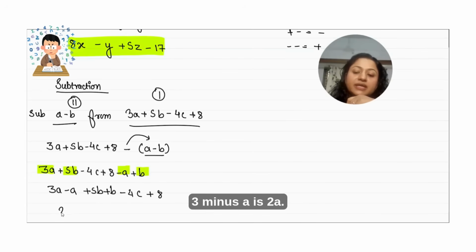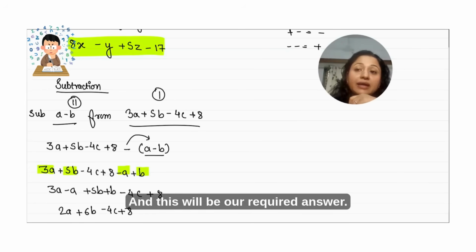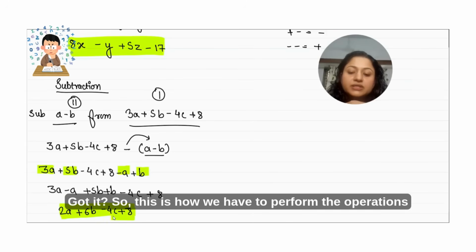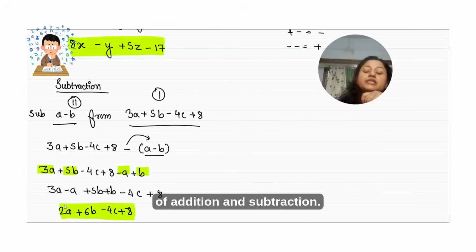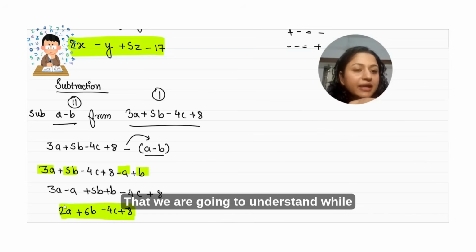3a minus a is 2a. 5b plus b is 6b, minus 4c, plus the constant. And this will be our required answer. Got it? So this is how we have to perform the operations of addition and subtraction. We also have to perform the operations of multiplication and division, which we're going to understand while doing the exercise questions. So that's all for today's class, guys.